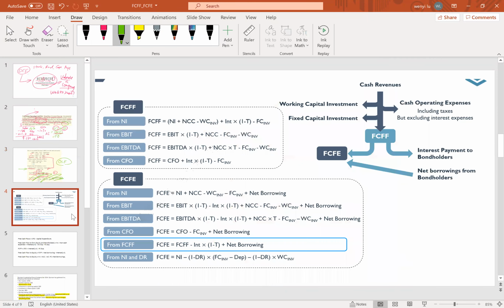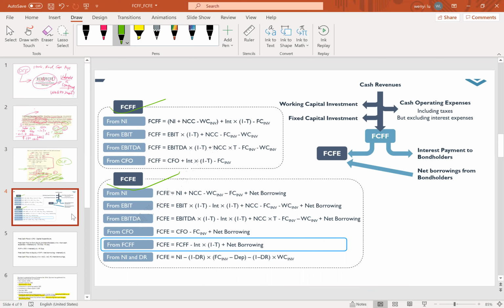So what are the important models to do evaluations? We will prefer to use the free cash flow to the firm model and the free cash flow to equity model. This is the most important model in financial statement analysis to do the company's valuation.